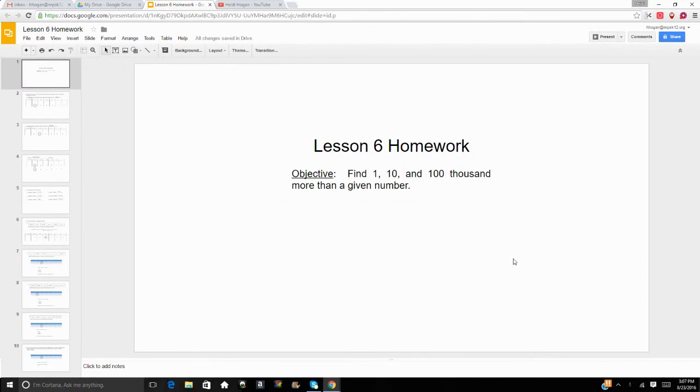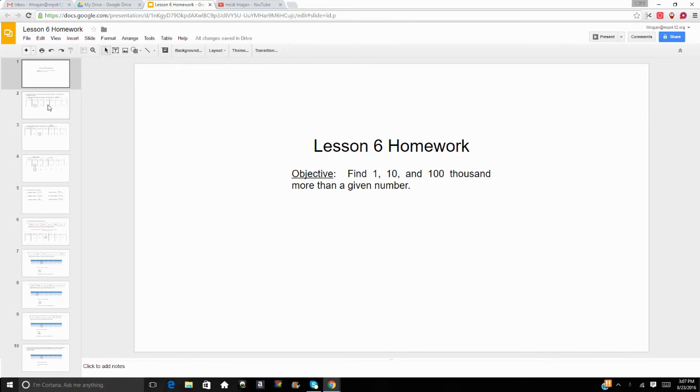And our objective for this lesson was to find 1, 10, and 100,000 more than a given number. So we're looking at patterns, we're looking to add two numbers and change the place value. And it's also our 10 times rule from changing from one place value to another. So we're kind of combining all the things that we've learned from lessons 1 through 5 into lesson 6.